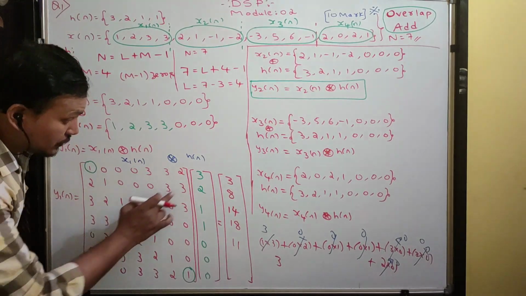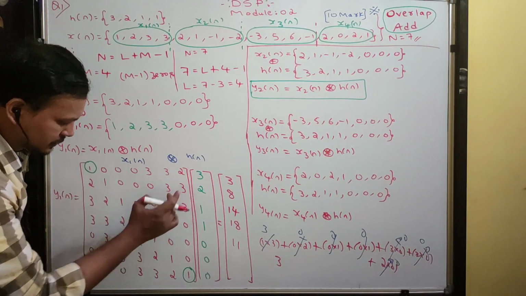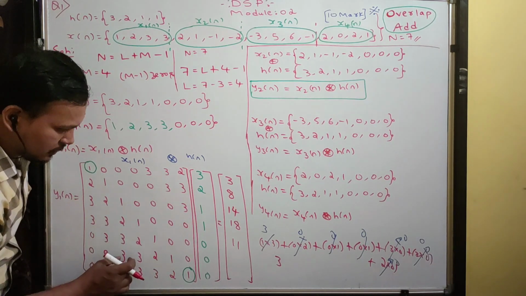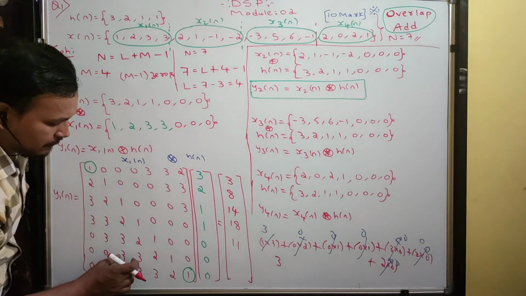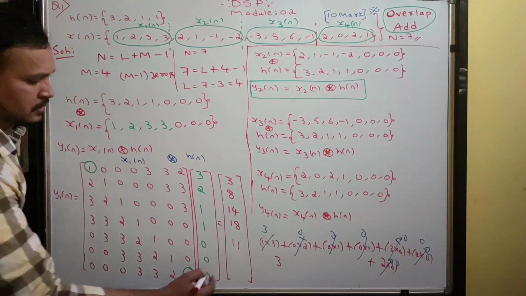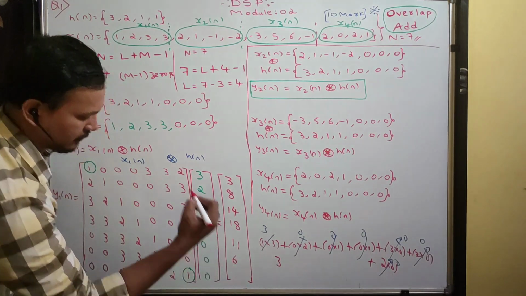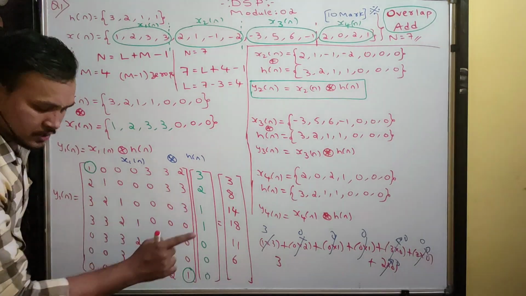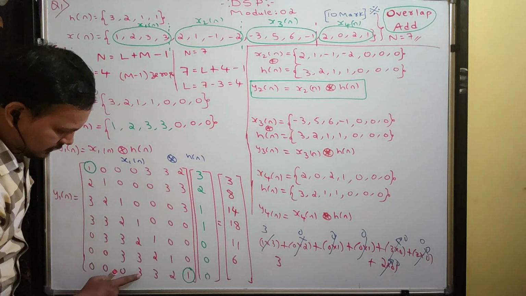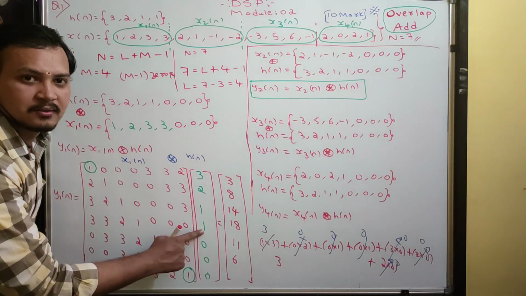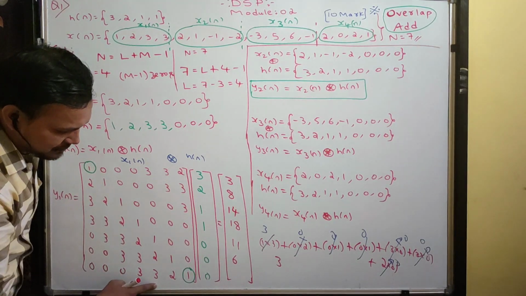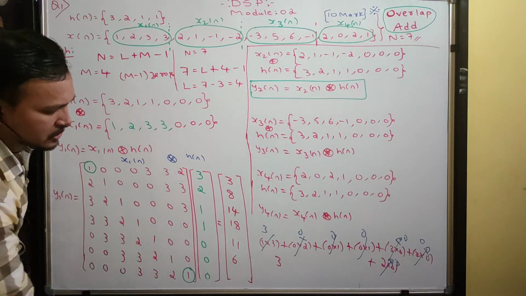Next, 0 into 3 is 0. 0 into this is 0. 3 into 1 is 3. 3 into 1 is 3. Okay. So 3 plus 3 how much? 6. Okay, next 0 into 0 gone. 0 into 0 is 0. 0 into 1 is 0. Next 3 into 1 is 3. 3 into 1 is 3. Rest here we have values but here zeros. So we get 0 only.